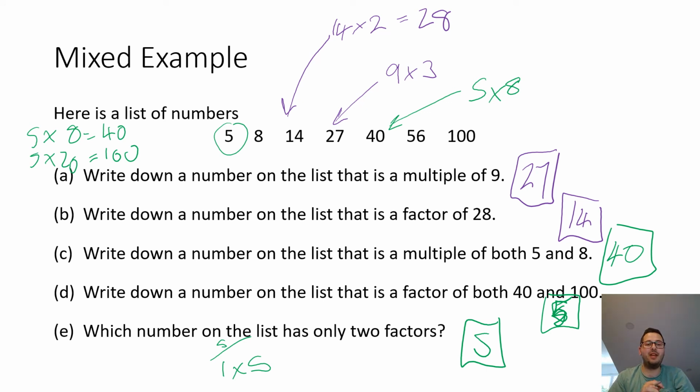Okay, so I hope we're happy with that. So just a quick recap then. A multiple of a number is anything in that number's times table, and a factor is anything that can be multiplied to make that number.